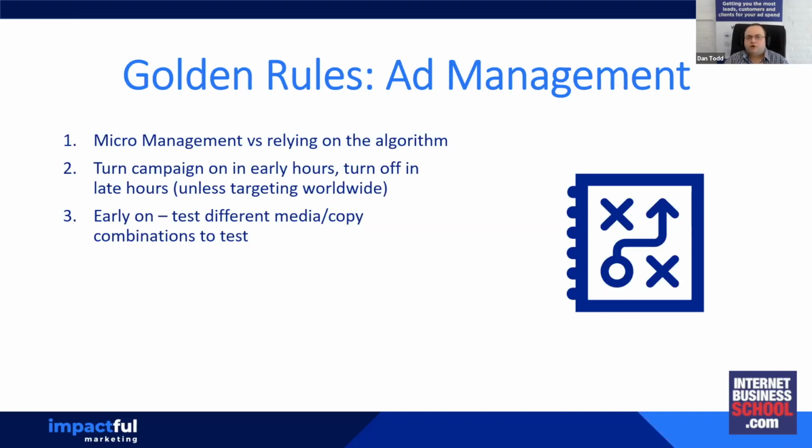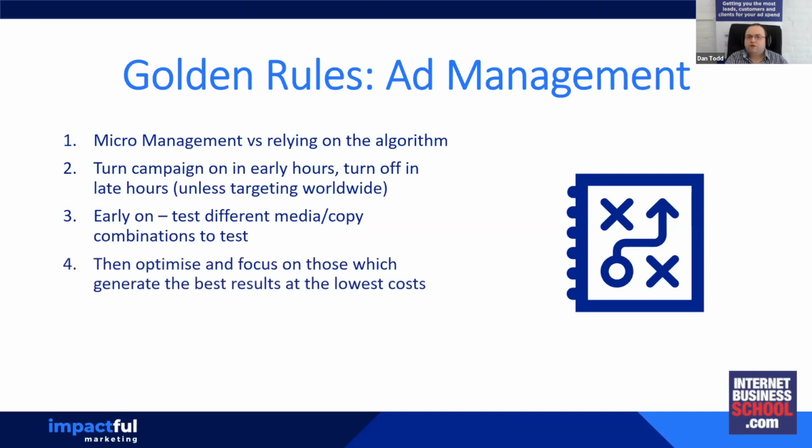So early on in your ad management, when you're running a new campaign, you need to be testing different media, different copy, and different combinations, and then you'll need to optimize and focus on what generates the best results at the lowest costs. What you'll find within the first few days is certain audiences, certain ads will do better than others. So then you can put more budget into them and turn off the other ones. But without spending a bit of money to do those tests, you cannot possibly determine accurately what's going to do best. You can't just assume that will happen.